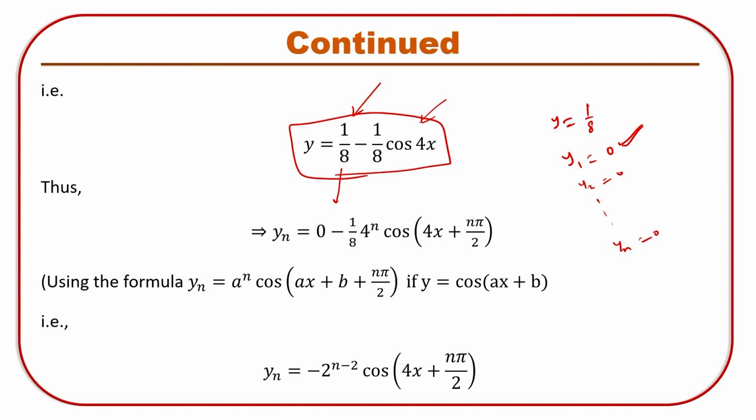Now, for cos 4x, we knew that if y equal to cos of ax plus b, then the nth derivative yn is equal to how much?